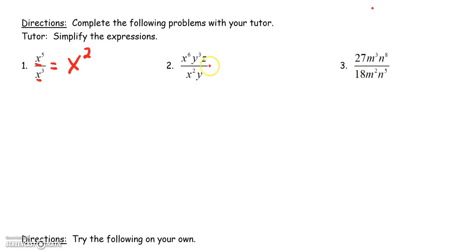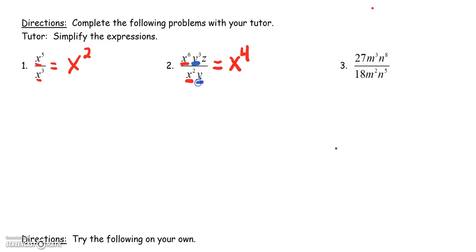In number 2, we have the same thing, except we have lots of different exponents with lots of different bases. So we'll divide the things that have the same base, such as x to the sixth and x squared. When we divide those from each other, we subtract the exponents. 6 minus 2 gives us x to the fourth. We'll do the same thing with the y's.